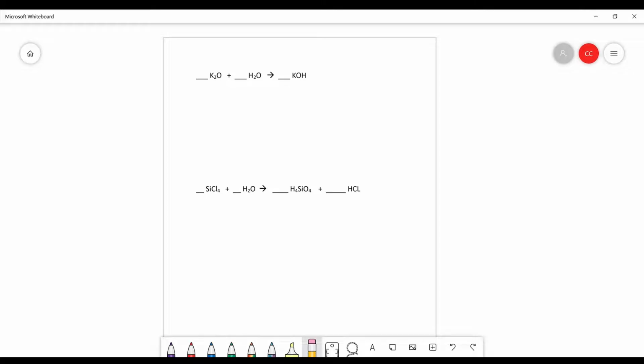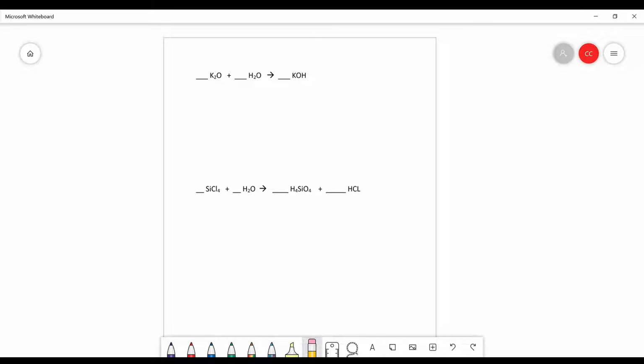Okay, we're going to review some balancing equations. Remember, there's a couple of rules. First, we can only put things where the blanks are. We cannot change our subscripts at all. Our subscripts tell us how many of each type element are in the compound. So we can only change how many of the compounds that we have.